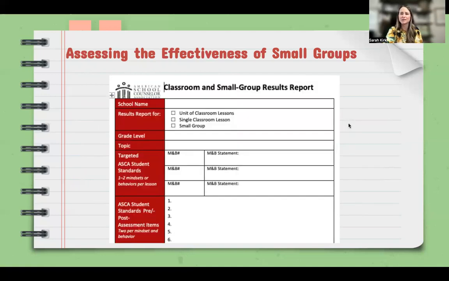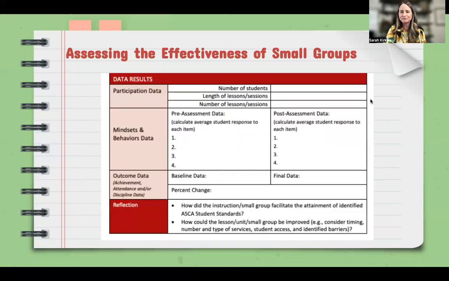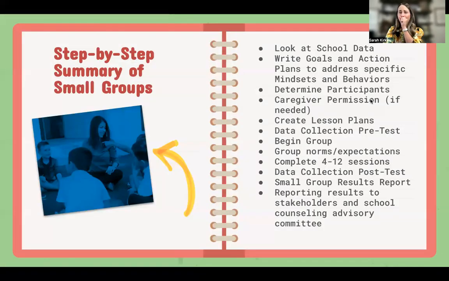So this is what that small group results report looks like. I'm not going to go through this, but make sure you're using it to assess your group. You can see here you put in all your data. And then we have our final slide here.